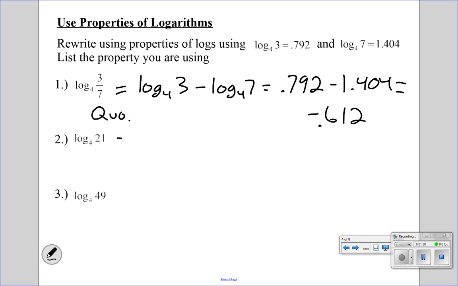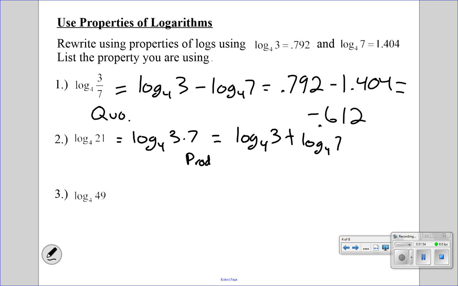This second one, we can rewrite 21 as 3 times 7. And then we can use our product property. And we know that that is equal to log base 4 of 3 plus log base 4 of 7. So then we can add our decimals together, 0.792 plus 1.404, and we get 2.196.